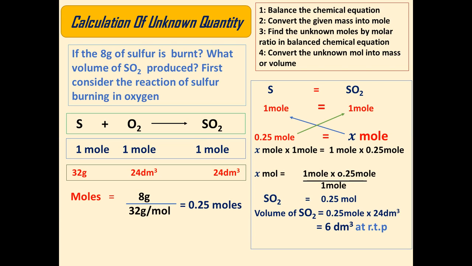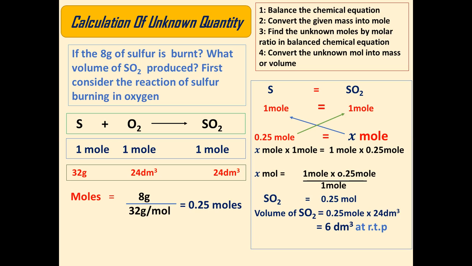By the cross multiplication method, we find the amount of sulfur dioxide is the same 0.25. Why? Because the reactant and the product ratio is 1:1 mole. So whenever you find that the reactant and the product molar ratio is 1:1 mole, the number of mole of the reactant will produce the same number of mole of product. For example, the sulfur is 0.25 mole and the sulfur dioxide is 0.25 mole.